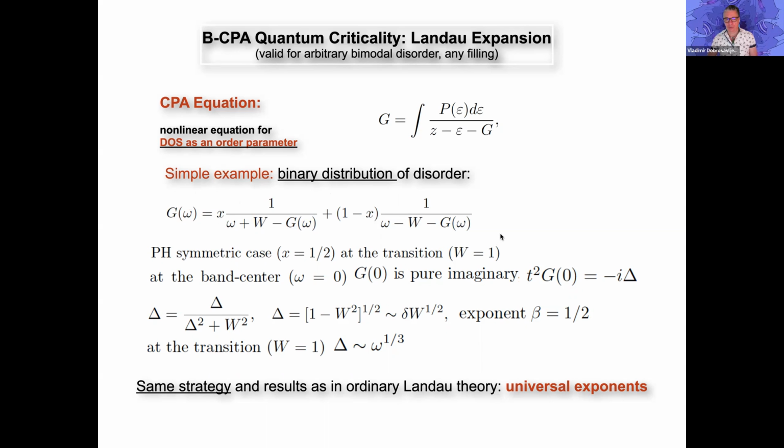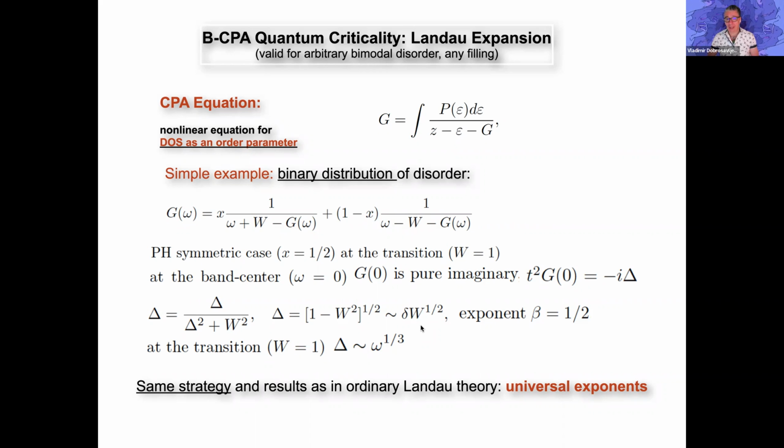And so what I can do first is sit at the center of the band where the gap first opens, at zero frequency, and look at the density of states, which is proportional to the imaginary part of the Green's function, and look at what happens. So here's the equation for this density of states delta. It's a nonlinear equation, but I can expand it in powers of the density of states. Why expand? Because it is going to zero, so it is very small on the metallic side close to the transition. Then I find that it vanishes with the exponent 1/2, just like in a Landau theory for a ferromagnet.